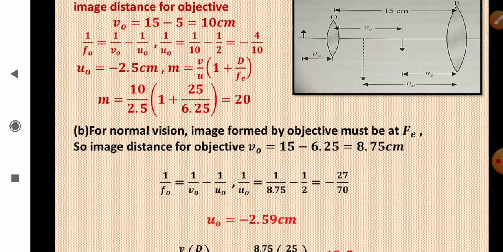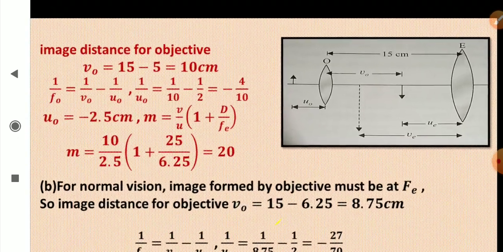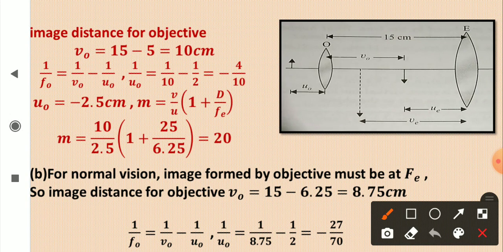So now the same diagram once again. So image distance for objective is 15 minus 5, 10 centimeter. So this is 5 centimeter. So this is 10 centimeter, right? And we can find out UO then.